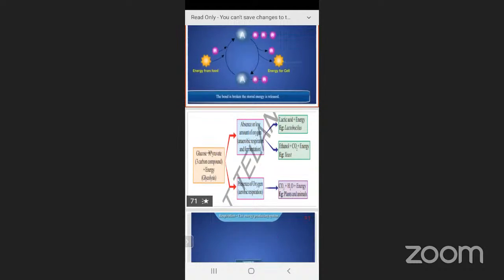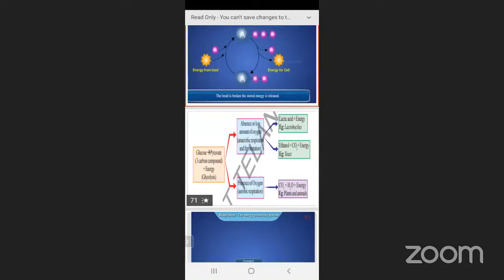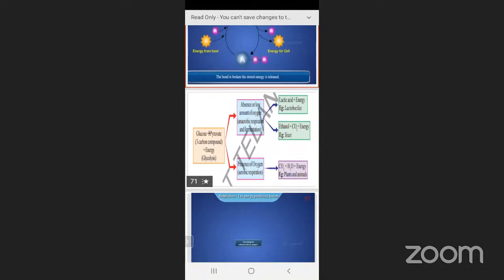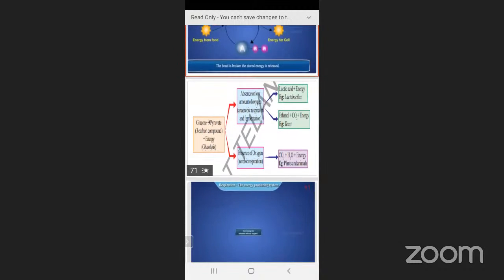Okay, now this is a very important flow chart. See here, glucose turns to pyruvate. Pyruvate, or pyruvic acid, is a three carbon compound. By the glycolysis process, glucose to pyruvate is produced, and the pyruvate is a three carbon compound. Along with that, energy can also be released by glycolysis.